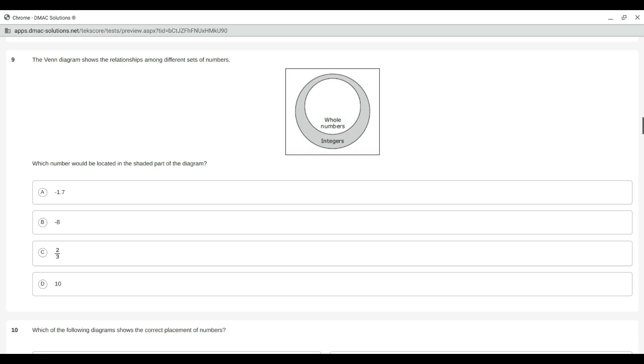Number 9. The Venn diagram shows the relationship among different sets of numbers. Which number would be located in the shaded part of the diagram? A. Negative 1.7, B. Negative 8, C. 2/3, D. 10.